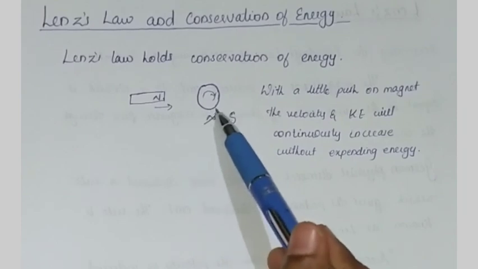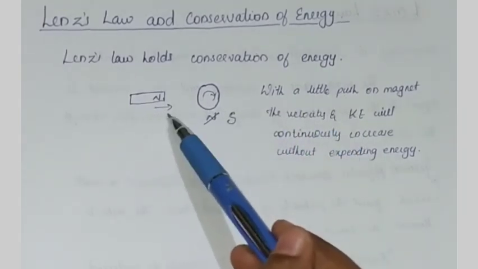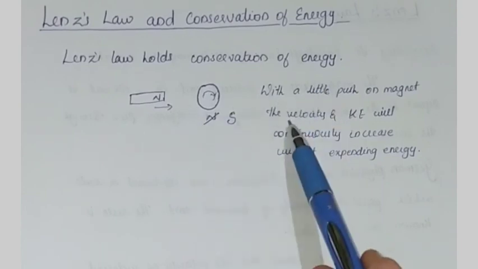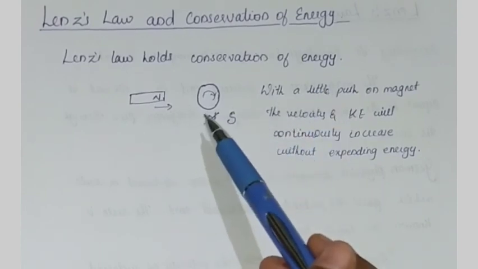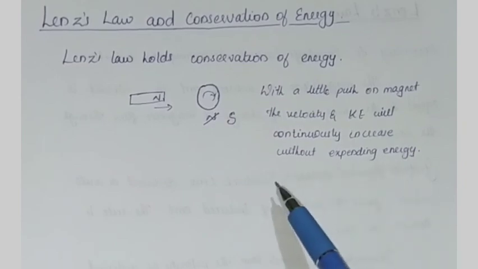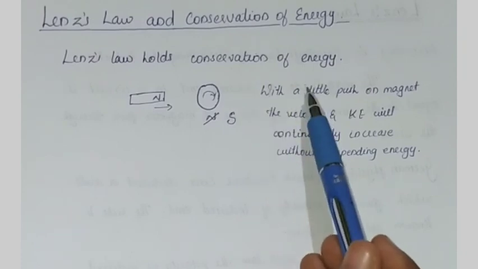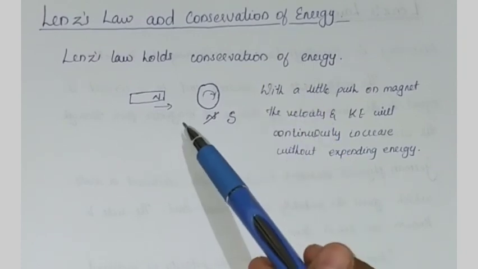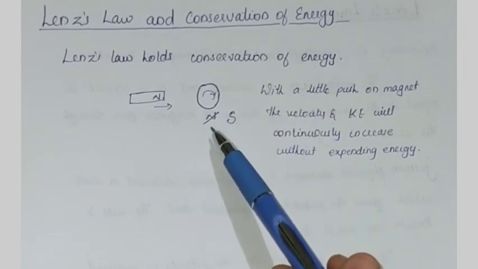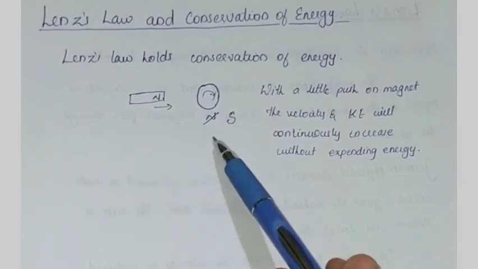So in this case we can say that with a little push on this magnet that we give to initiate this process, the velocity and the kinetic energy here will continuously increase without expending any other energy, which is actually a violation to the conservation of energy. We know that energy can neither be created nor be destroyed. It is only transformed from one form to the other.